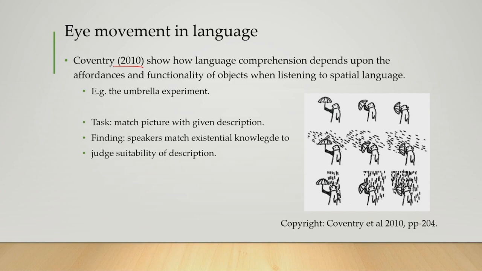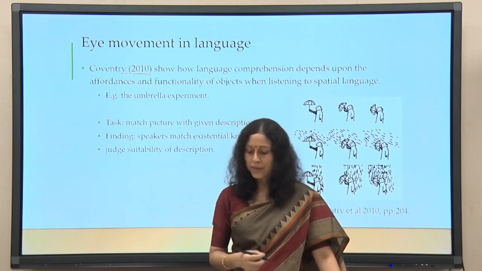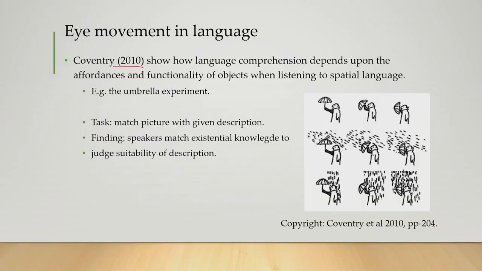Umbrellas are used for stopping the rain or getting drenched and so on. So, the functionality and the affordances of an object, that particular understanding does have an impact on how we process sentences. So, functionality of objects when listening to spatial language is something that Coventry looked at.